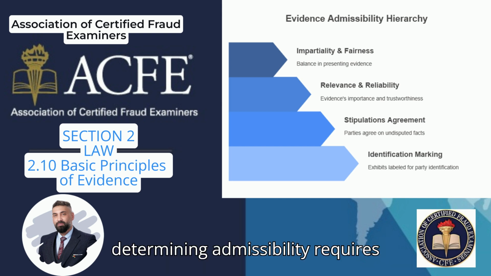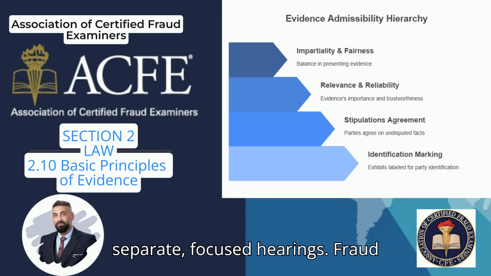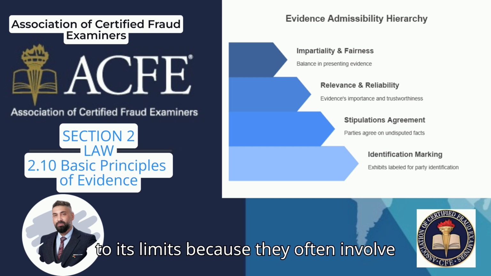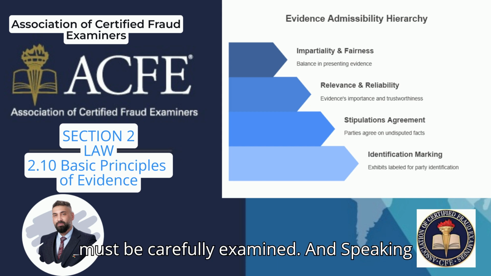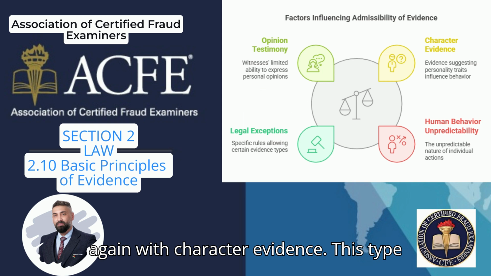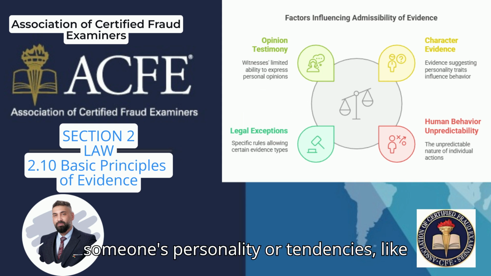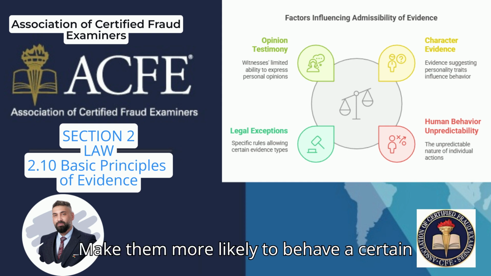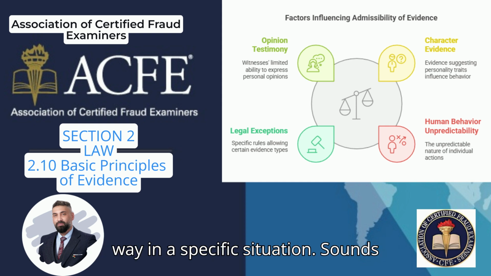Sometimes, determining admissibility requires separate, focused hearings. Fraud trials, in particular, can push the system to its limits because they often involve mountains of documentary evidence that must be carefully examined. And speaking of prejudice, that issue often arises again with character evidence. This type of evidence involves suggesting that someone's personality or tendencies, like their honesty or history of violence, make them more likely to behave a certain way in a specific situation.